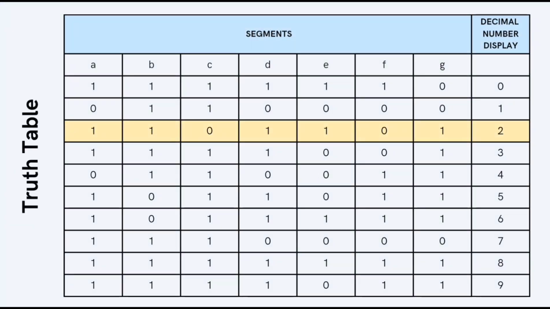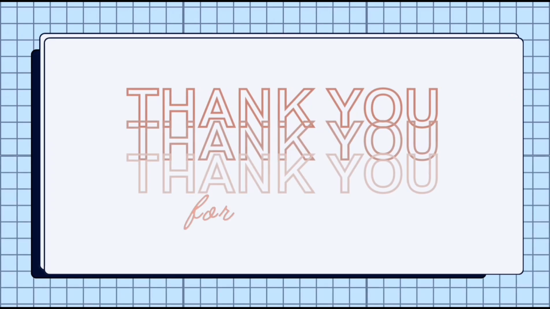Here's the truth table for a common cathode 7-segment display. A to G represent the segments. 1 is when the segment is on, 0 is when the segment is off. To display the digit 2, segments A, B, D, E and G are 1, while C and F are 0. We now come to the end of our lab simulation video.